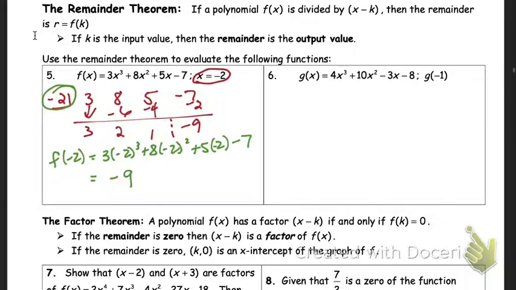So then number 6, go ahead and find out, just on number 6, to only find out what the remainder is. So all I'm going to do is I'm going to find g of negative 1. So 4 times negative 1 cubed plus 10 times negative 1 squared minus 3 times negative 1 minus 8.